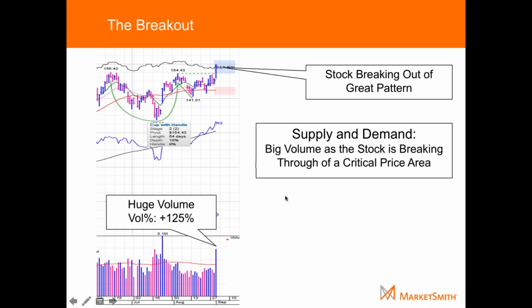Either way, you're looking for that accumulation to come in, and it's still going to show up either way. So I wouldn't worry about that too much. Again, the main thing is that breakout day, that critical point. We want to see massive volume come in.